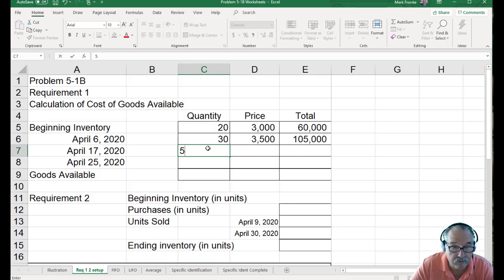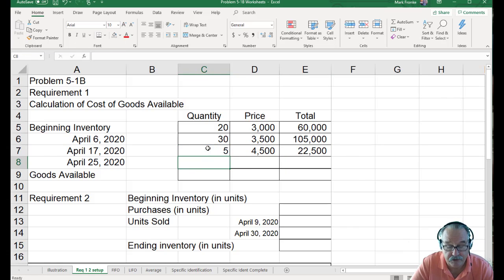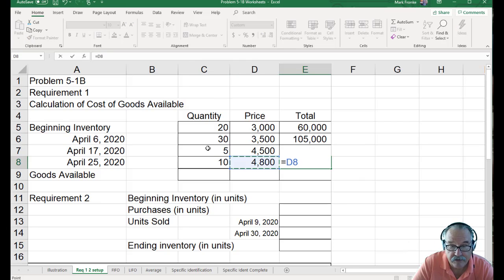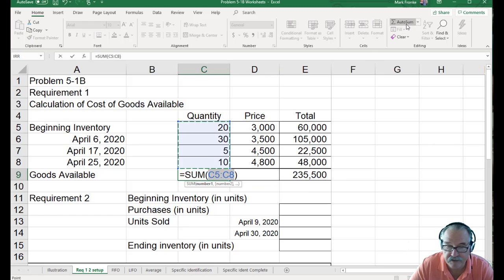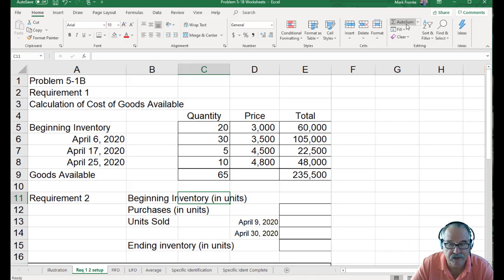Then on the 17th of April, we bought 5 more. That's $4,500, which is $22,500. And then towards the end of the month, on the 25th of April, we bought 10. We paid $4,800. And you can see, of course, this is serious inflation going on here, because the price went from $3,000 at the beginning to $4,800 at the end. That is probably not realistic, but this is a textbook problem, and so that's okay.